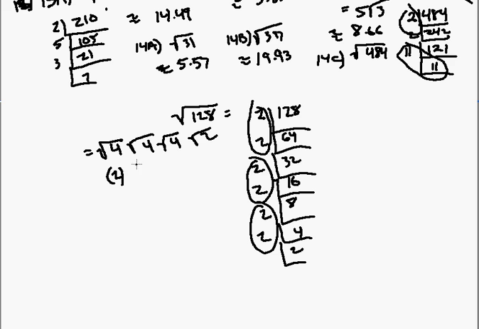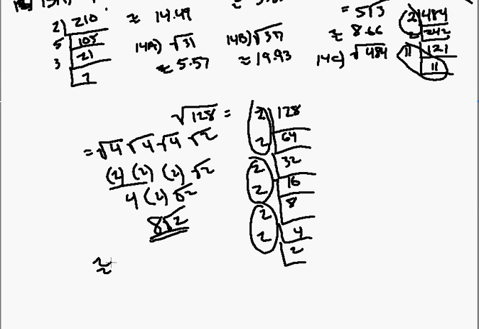Square root of 4 is 2. Square root of 4 is 2. Square root of 4 is 2. Square root of 2. 2 times 2 is 4. 2 times 4 is 8. 8 square root of 2. And if you get the decimal approximation, that is approximately equal to 11.31. Done.